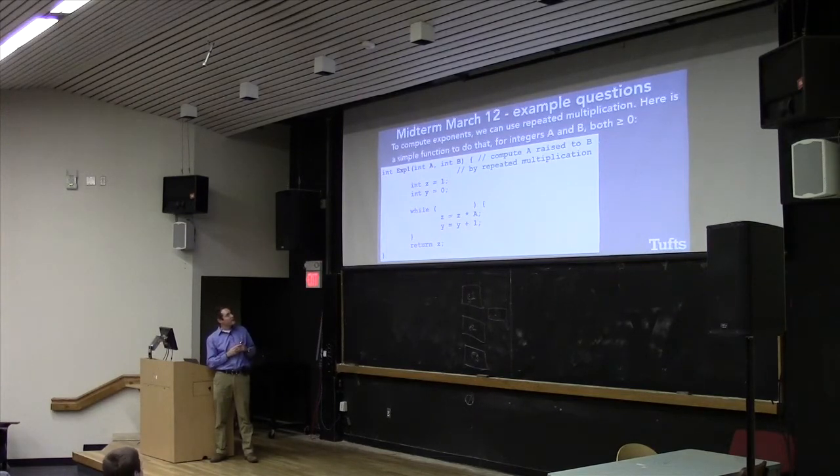exp1, exponent 1, int a, int b, compute a raised to b. So far, so good. All right, so we have a couple of variables, z equals 1, y equals 0, a little while loop with a piece missing. Guess what you're going to have to do there? And then the actual loop itself and return z.